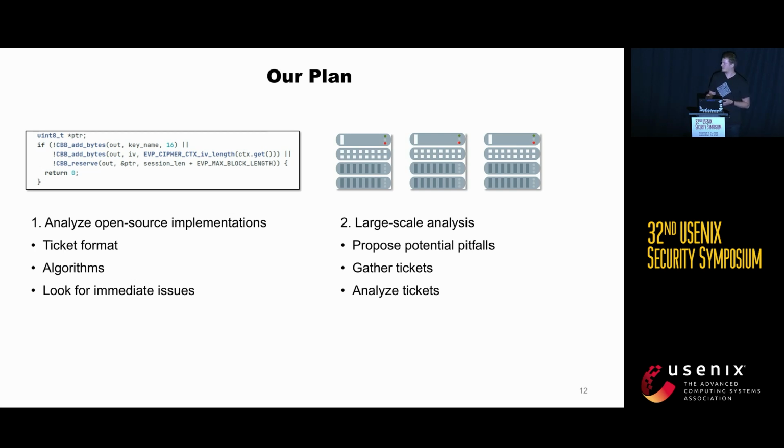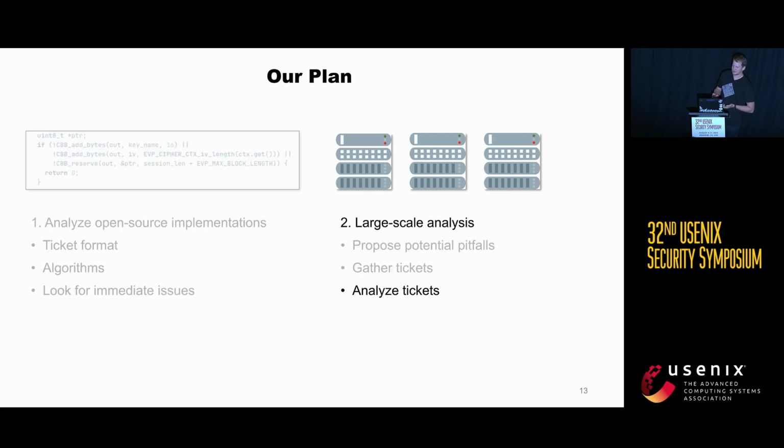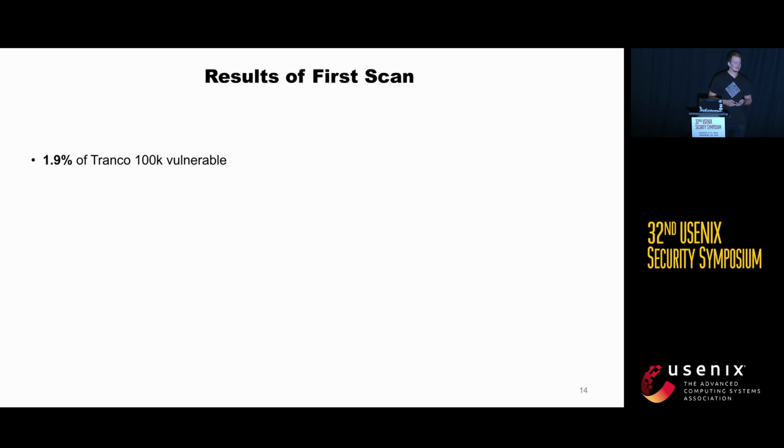Then we could continue with a large-scale analysis and scan servers in the wild. Due to time constraints, today I'm only going to talk about our results of the analysis. We performed multiple scans. In our first scan, we scanned the top 100K hosts, and already there we found that 1.9% of hosts were vulnerable.